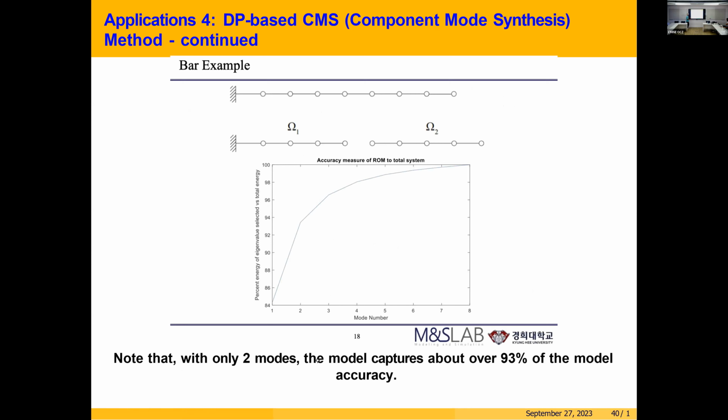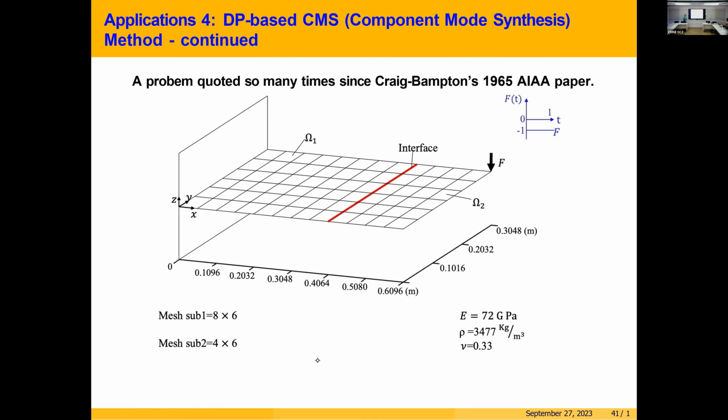And this is an example. For example, if you use only 2 modes, you get 94% of the system energy, and so on. So you have confidence in what accuracy you are going to get. You don't have to worry about subtraction 1 or 2, how many modes, nothing.